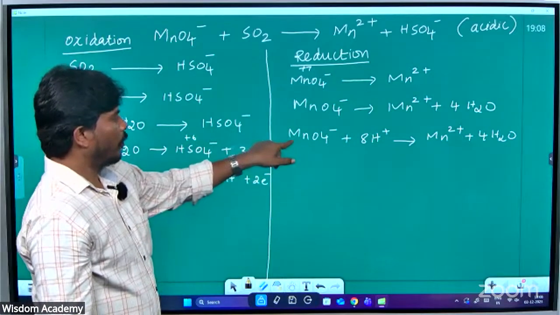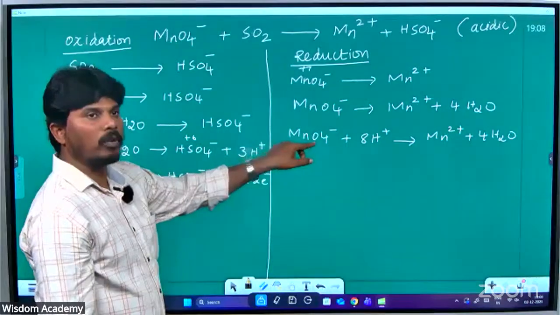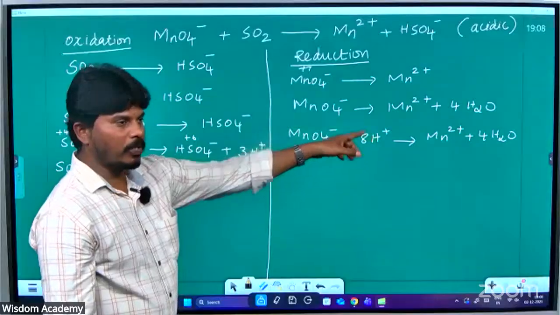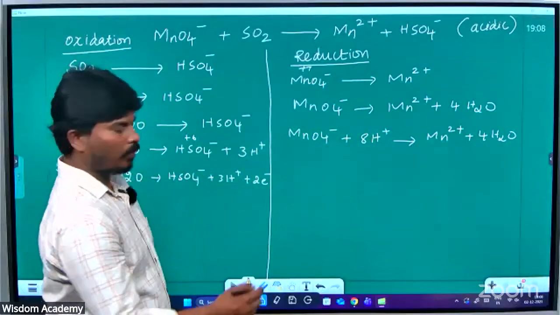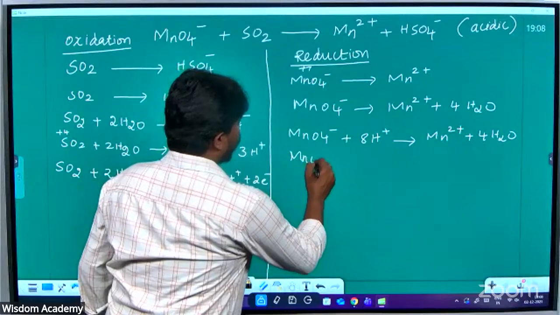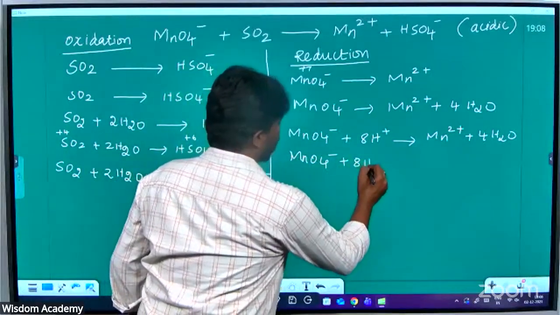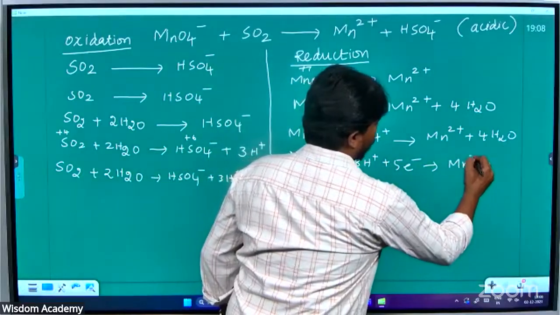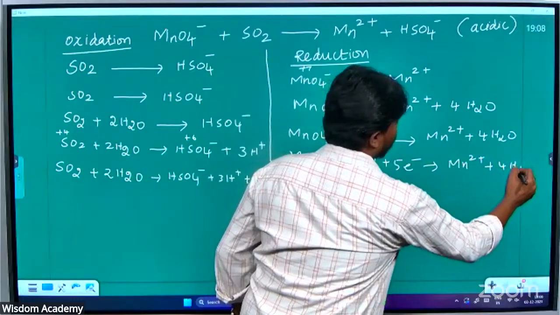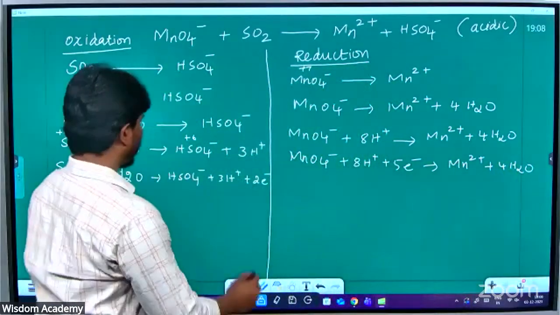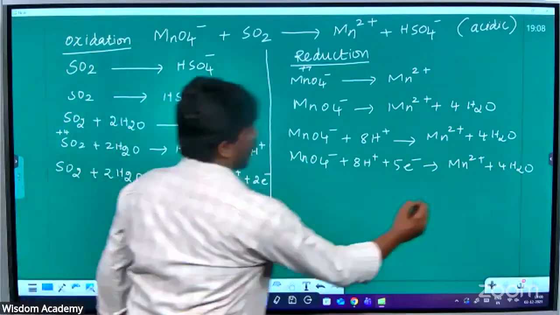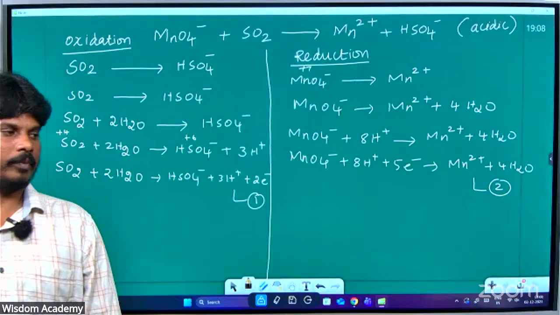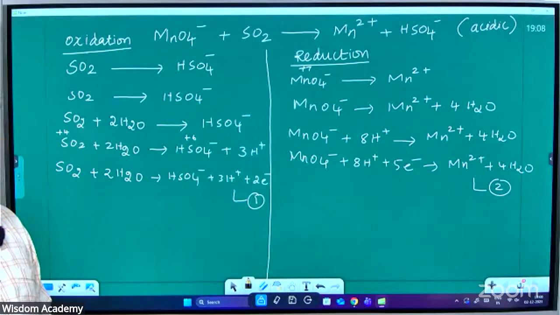Next one. The oxidation state of manganese in MnO4 minus is plus 7, here plus 2. What is the difference? 5 electron. So here MnO4 minus plus 8H plus plus 5 electron gives Mn2 plus plus 4H2O. Now equations are ready. This is equation number 1 and 2. Now equalize the electron by cross multiplication.